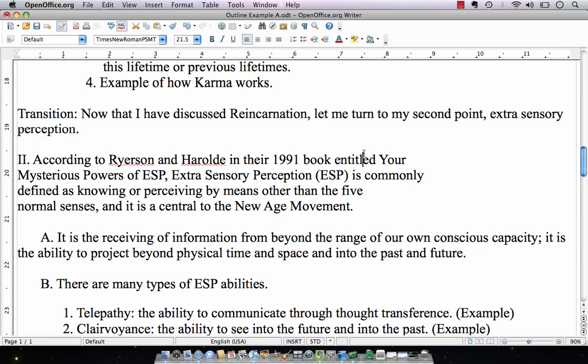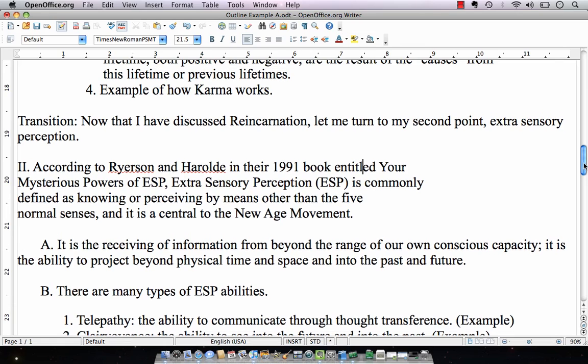And once again, they cite a book, a 1991 book entitled Your Mysterious Powers of ESP. And that's fine. It's perfectly acceptable. And where you cite sources in the outline really doesn't matter to me. This person chose to cite theirs in their main point. You can do that. That's perfectly fine. You can also cite it in a subpoint as well. That'll be fine as well.